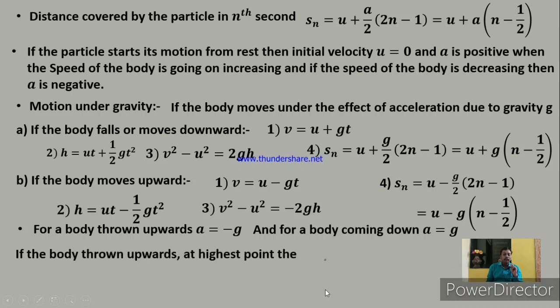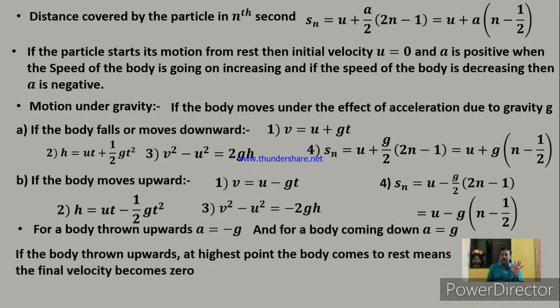Now if the body is thrown upwards, at the highest point the body comes to rest, which means the final velocity becomes 0. Then in equation 1 for upward motion, v = u - gt, this final velocity v is equal to 0, then 0 = u - gt, that is t = u/g, and this t is called the time of ascent.